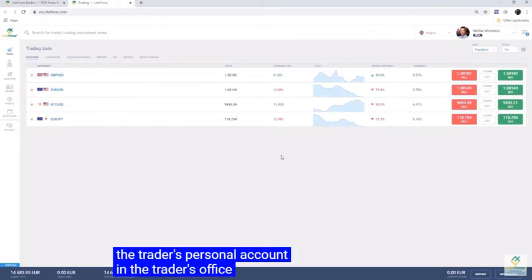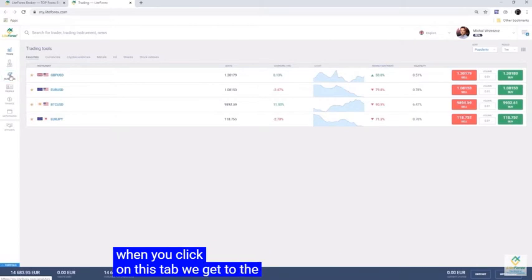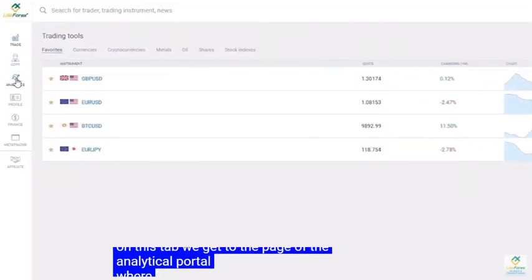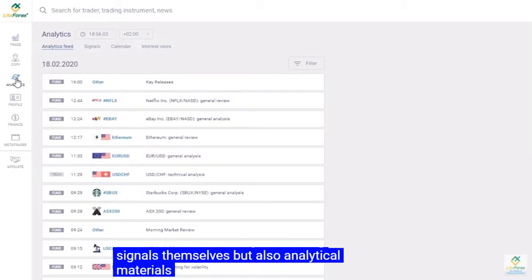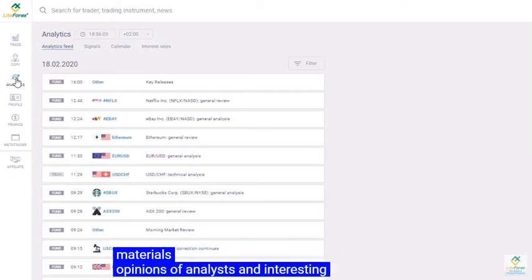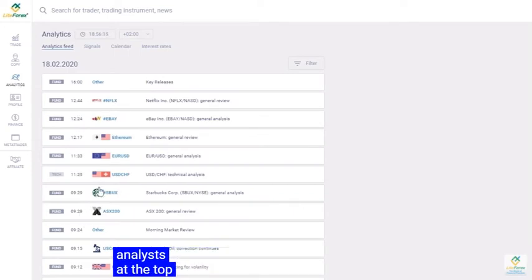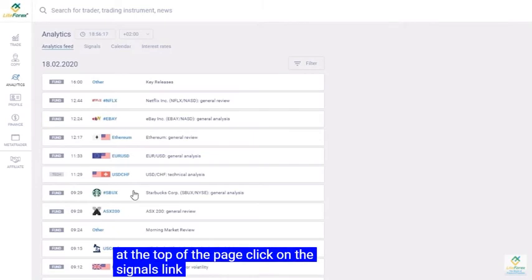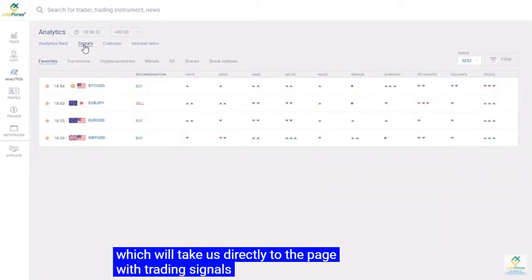In the trader's office, on the left, there is a vertical panel of the main menu, in which the Analytics tab is located. When you click on this tab, we get to the page of the analytical portal, where there are not only the trading signals themselves, but also analytical materials, opinions of analysts, and interesting articles with the private forecasts of company analysts. At the top of the page, click on the Signals link, which will take us directly to the page with trading signals.